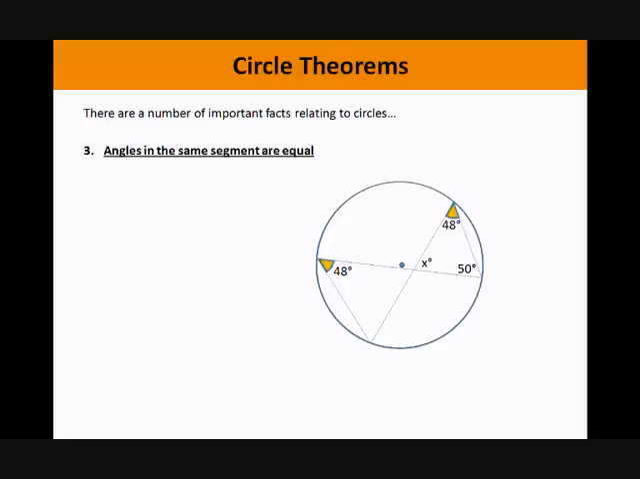And in this triangle here, well, we know that a triangle must add up to 180 degrees. So if x plus 48 plus 50 makes 180, we should be able to work out what x is, and it's 82.